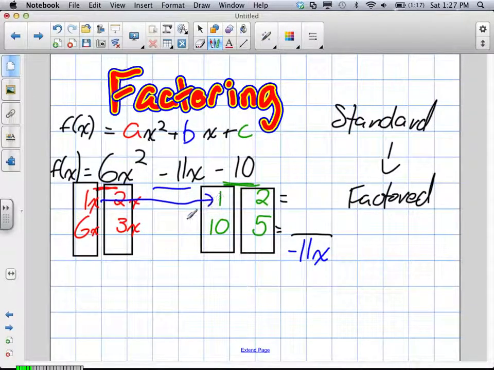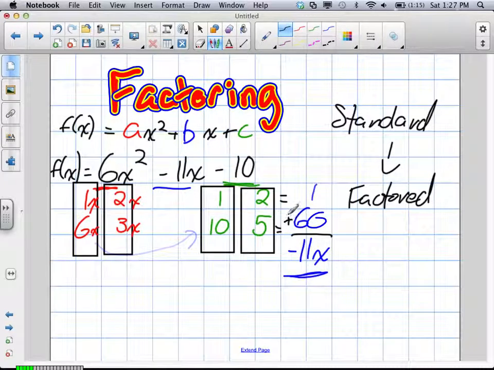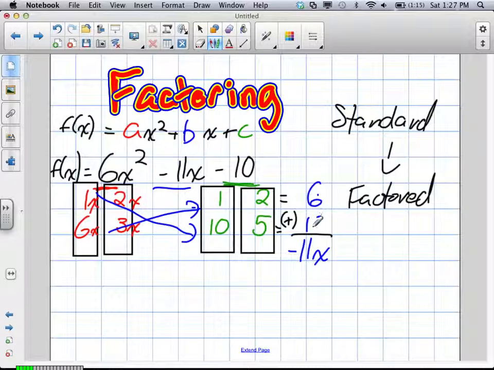We're going to try 1 times 1 and 6 times 10. It's going to give me 1 and 60. Is that going to add? Sorry, I didn't write that down, but these products need to add to negative 11x. Will 1 and 60 add to that? No. What if we crossed 1 times 10 and 6 times 1? We get 10 and 6. Will that work? No, that's not going to work.